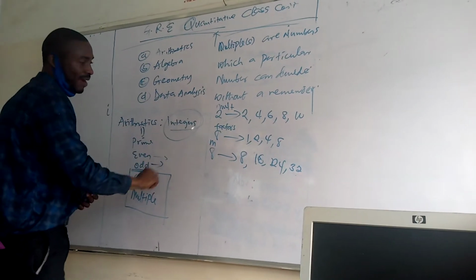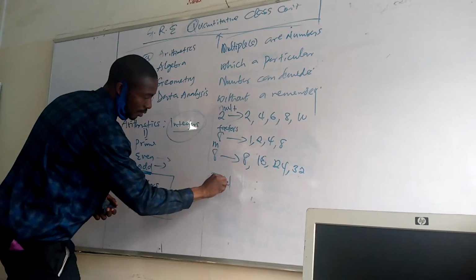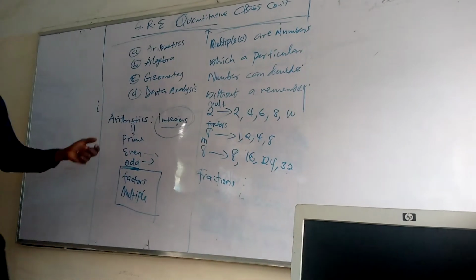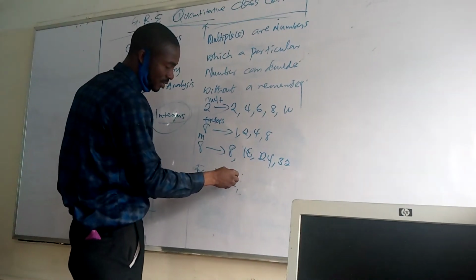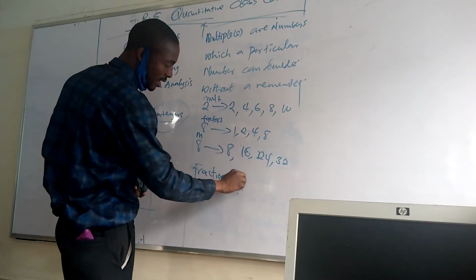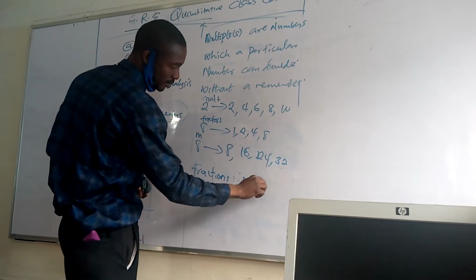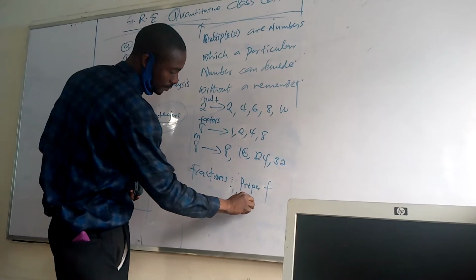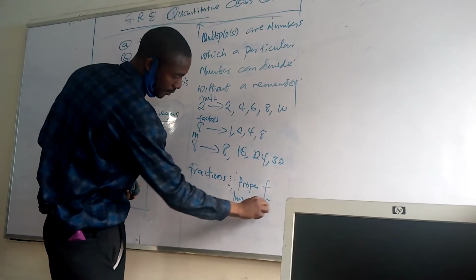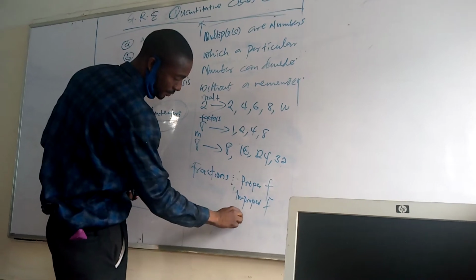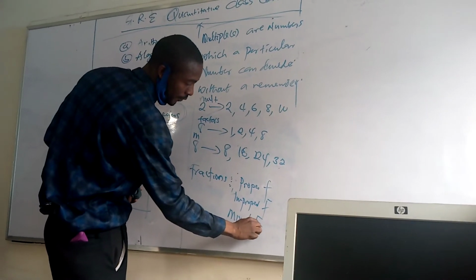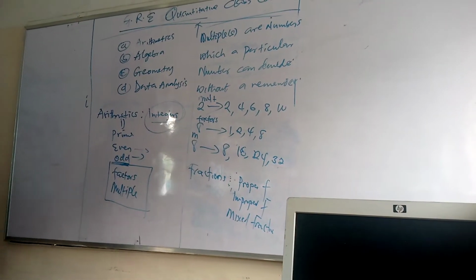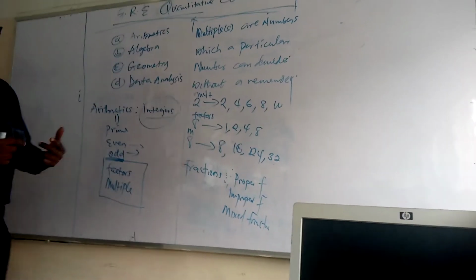Other things that are here are fractions. When we talk about fractions, we'll be talking about 3 categories: the proper fraction, the improper fraction, and the mixed fraction. And what is a fraction itself? A fraction is a part of a whole.